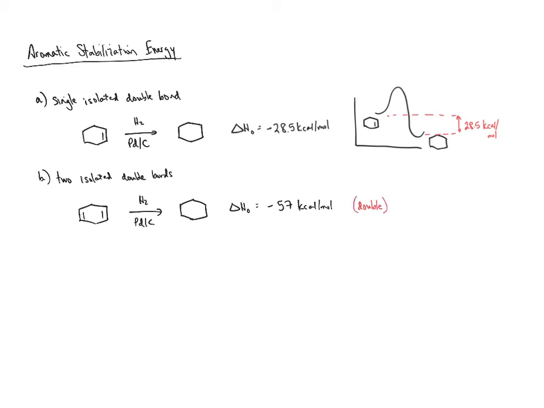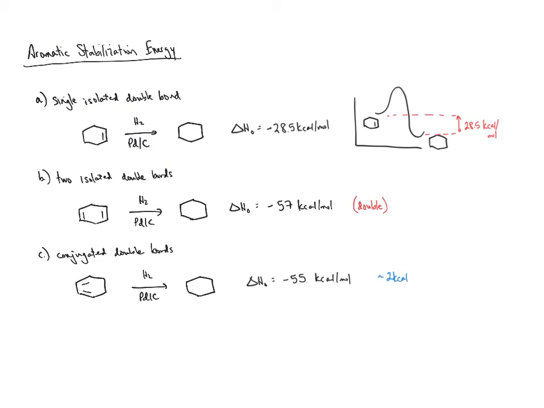Now, what if we were to put those two double bonds in conjugation with one another? All right, so let's do this example. Again, we hydrogenate. We get cyclohexane as our product. The delta H of hydrogenation this time is minus 55 kcals per mole. So it's about 2 kcals worth more stable.